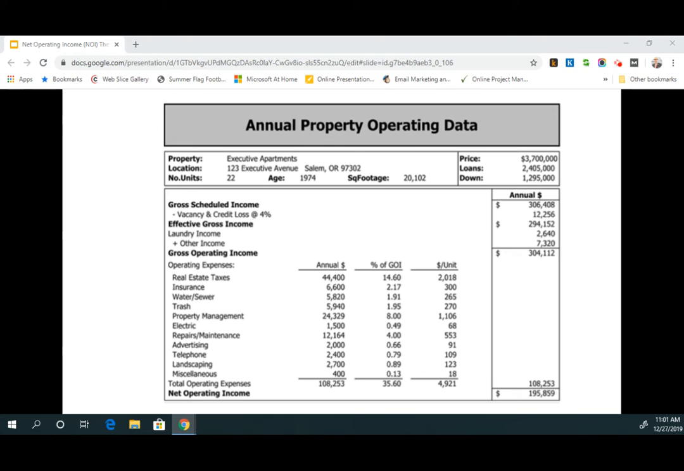Once again, we subtract the operating expenses from the gross operating income, and you have NOI. To get the NOI, you will have to use this APOD. So right now, what I did is I just went on Google and searched annual property operating data, and it gave me this as an example. And if you see at the very bottom, we have our NOI, net operating income.